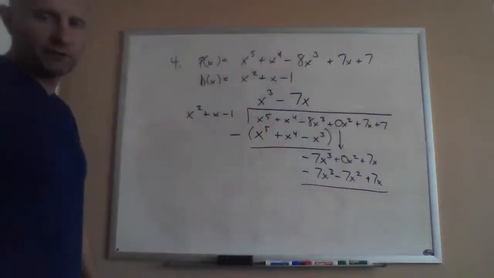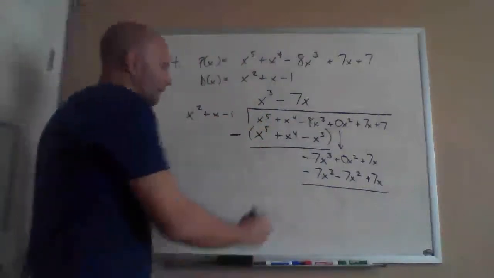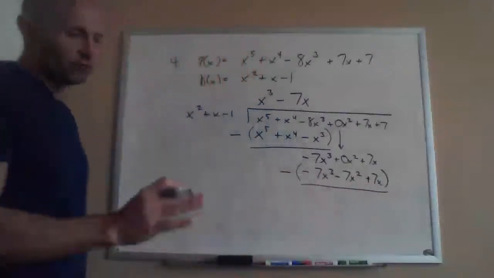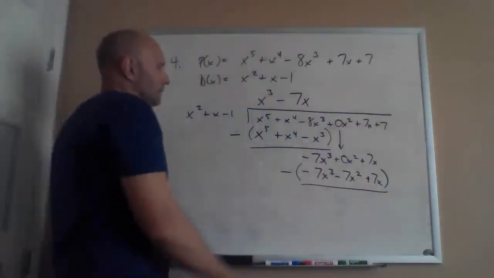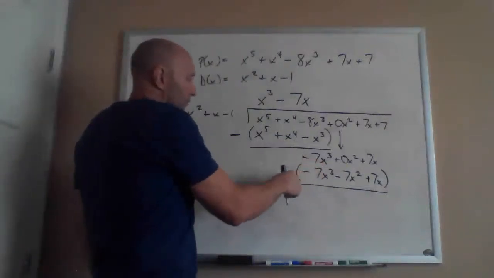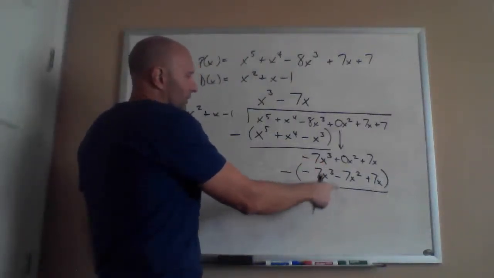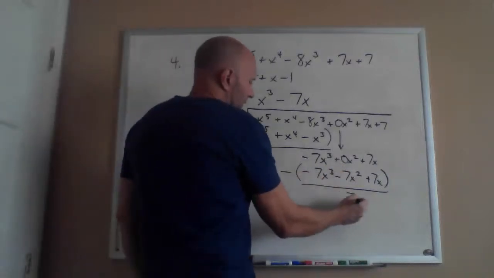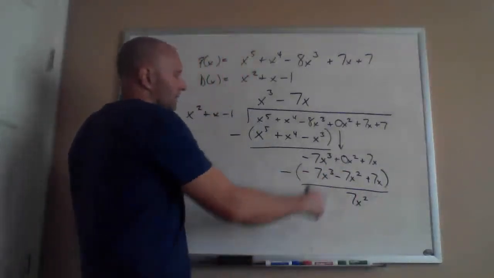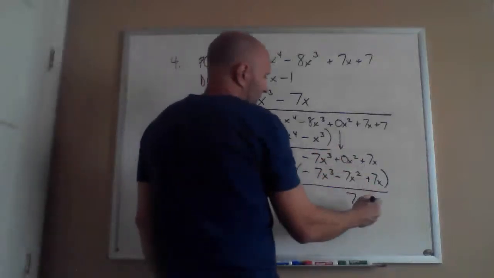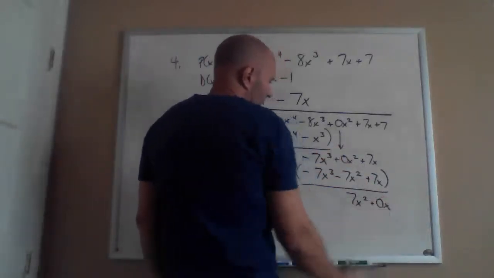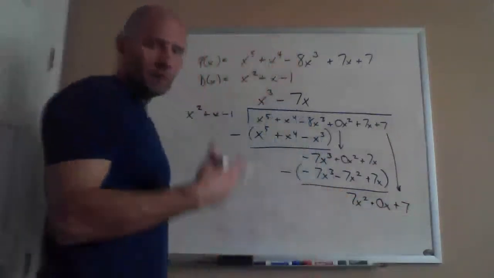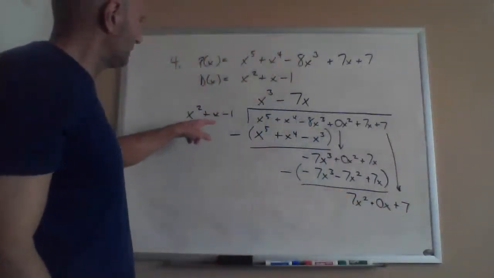Negative times negative, positive. So be careful with your negative signs here, because this whole thing is all about minus signs all over the place. So just be super careful. So now negative 7x to the third plus 7x to the third, that's gone. 0x squared plus 7x squared gives me 7x squared. 7x minus 7x, so that's 0x. And then bring down my last 7. And repeat the process one more time.